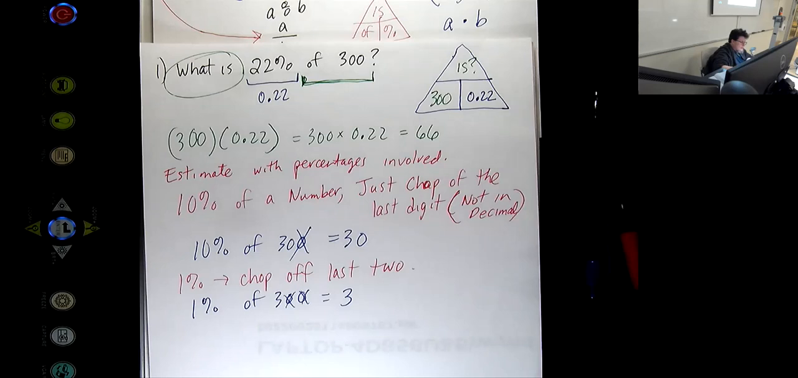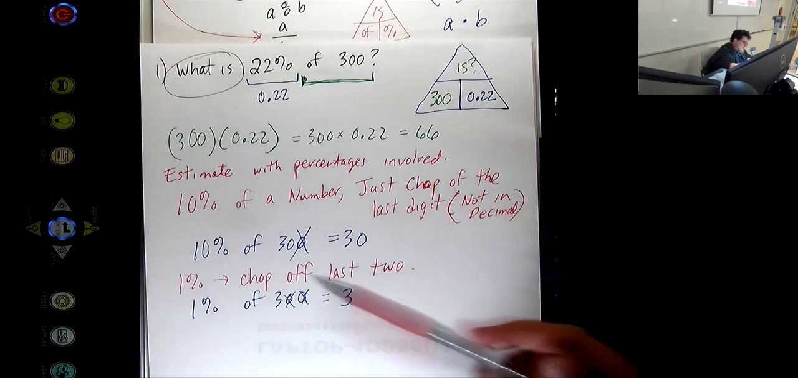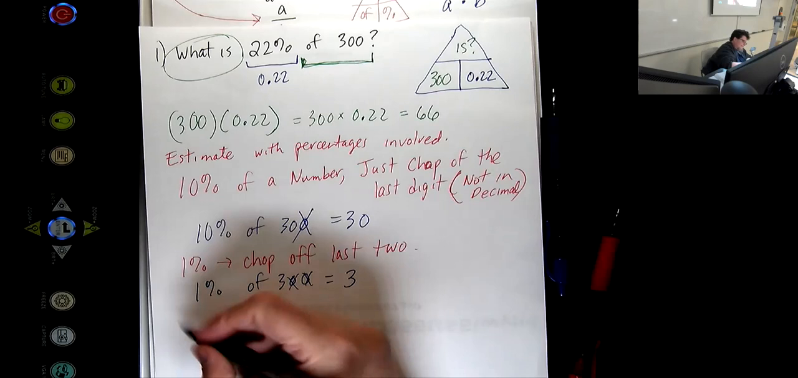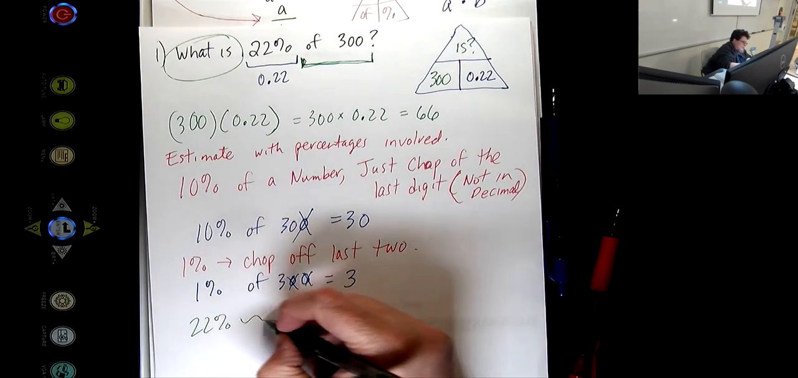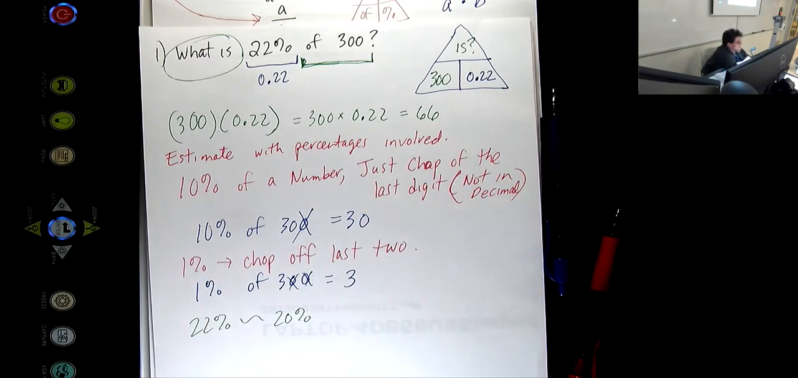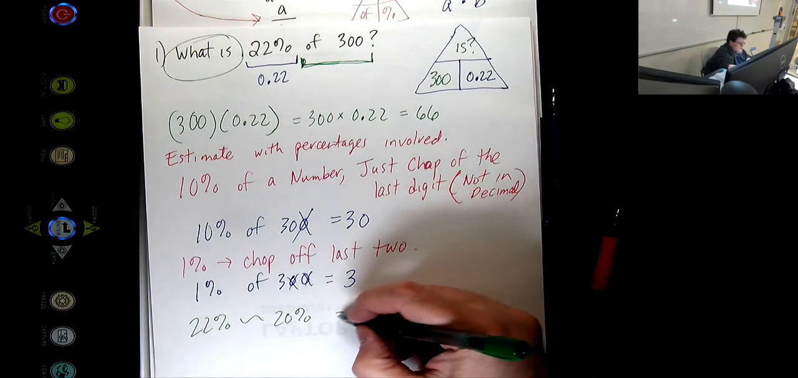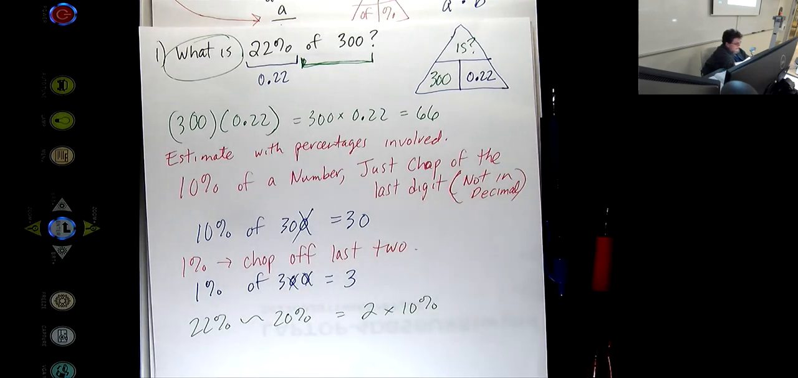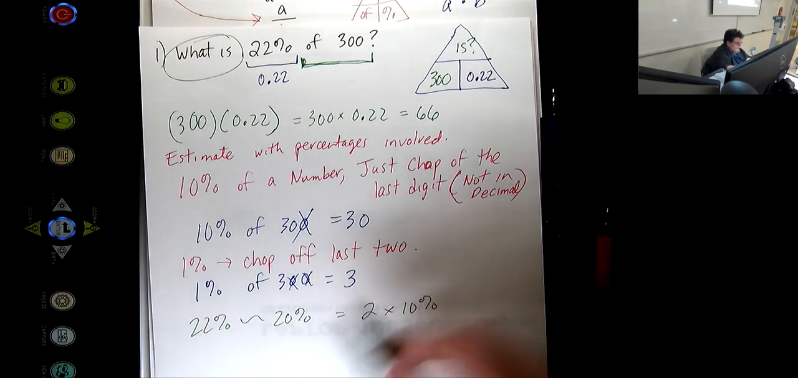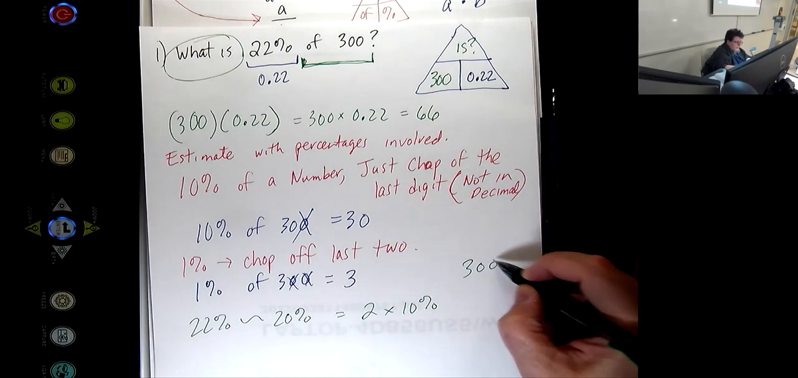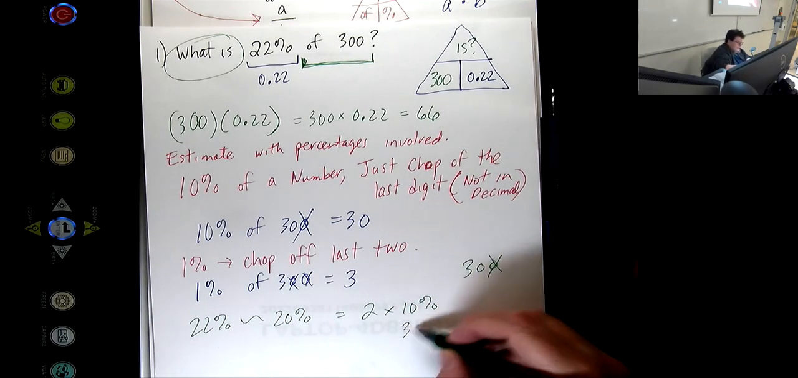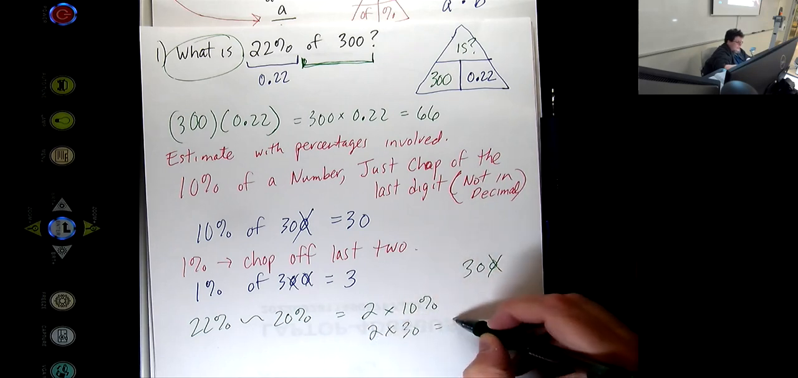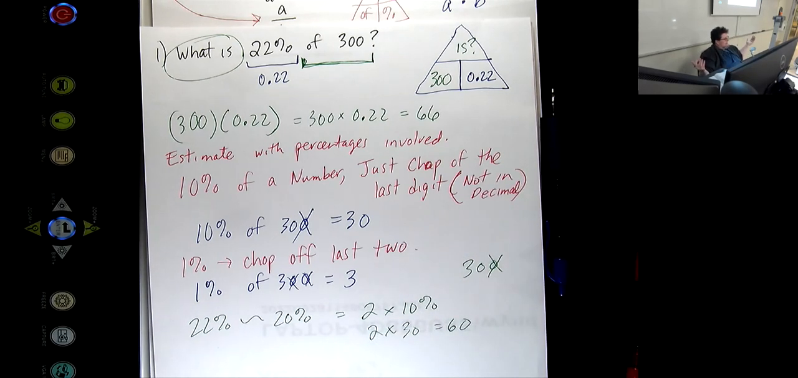So how can that work here? I could go, well, 22% is pretty close to 20%. And 20% is just 2 times 10%. And so I got 300, I lop off the last number, this is 30. 2 times 30 is 60. If my answer is near 60, I'm feeling pretty safe, pretty comfortable.